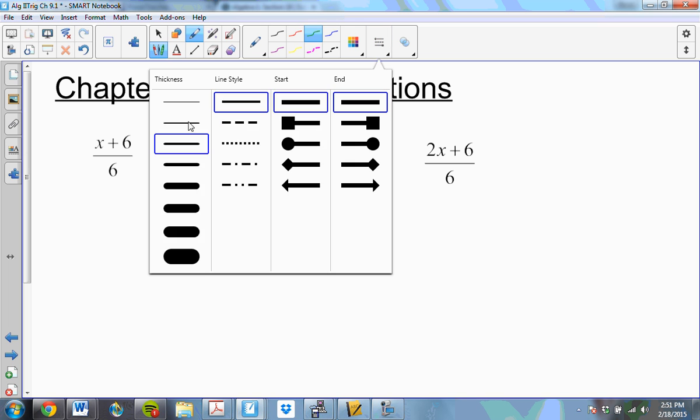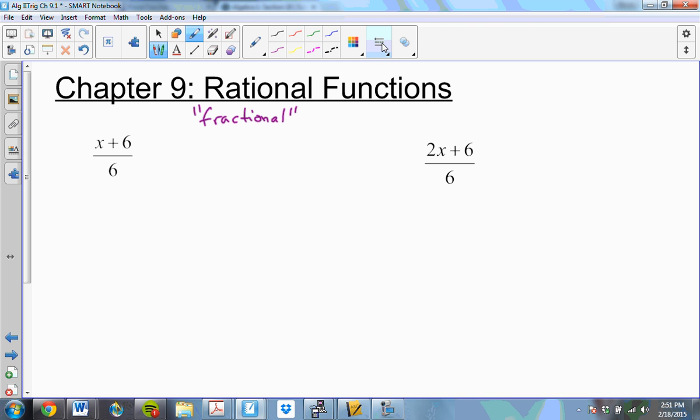I want to start with the most common mistake in this chapter. The most common mistake is thinking I can cancel these 6's and get x plus 1 over 1, which is really just x plus 1. And that is not true. You are not allowed to do that. I want to try and explain why.